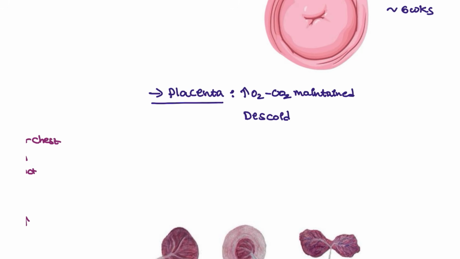It is going to stay in the discoid shape, and the maternal side is going to be 1/6, and the fetal side is going to be 5/6 position. Almost it is going to occupy that. That is the fetal side.